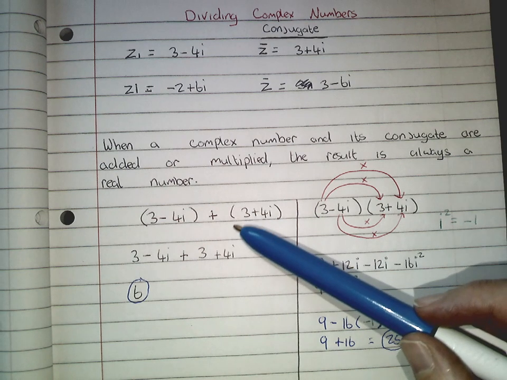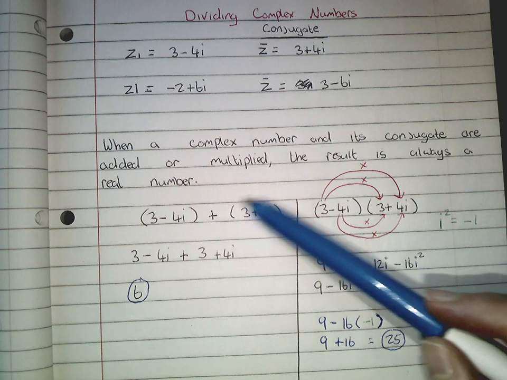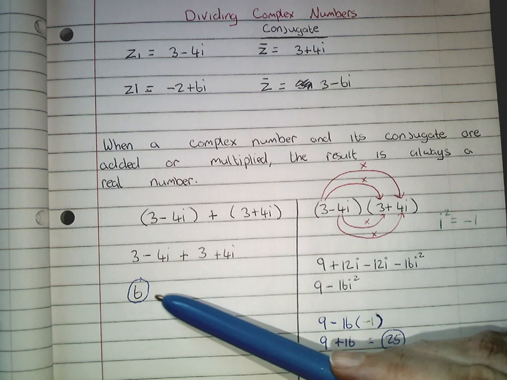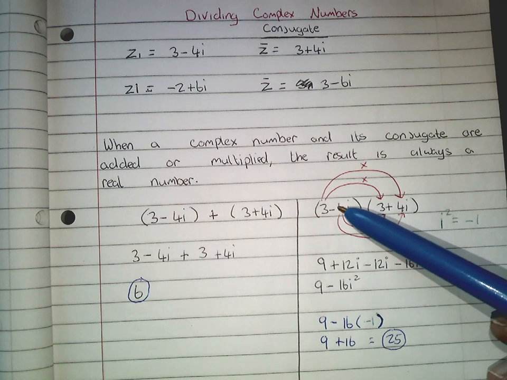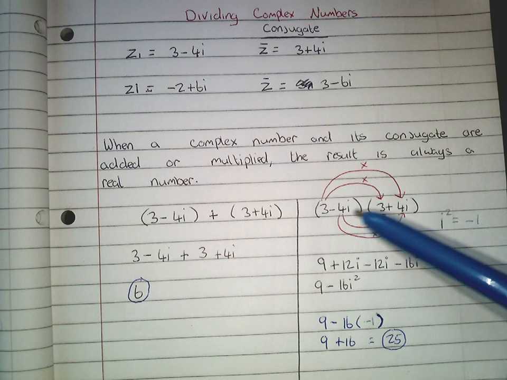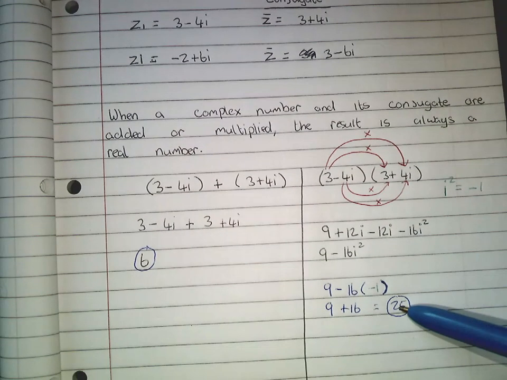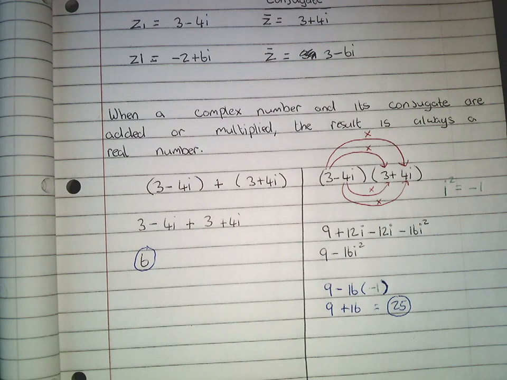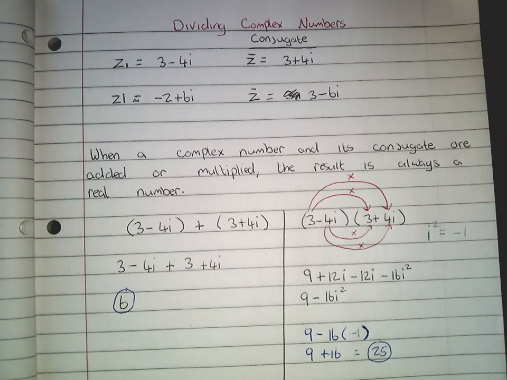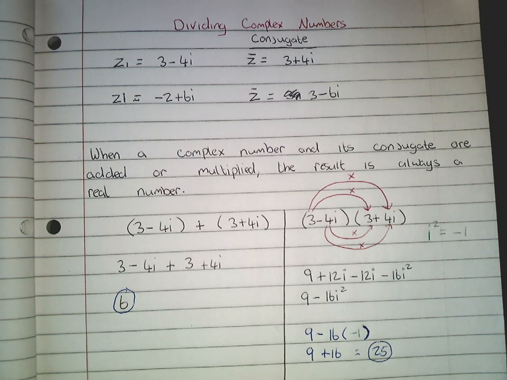Again, we've gone through this example here. We've added this complex number and its conjugate, and it ends up as a real number. And we've taken this complex number and its conjugate and multiplied them by each other, and it ends up as a real number as well. Okay, so this is really important in understanding how to divide complex numbers.